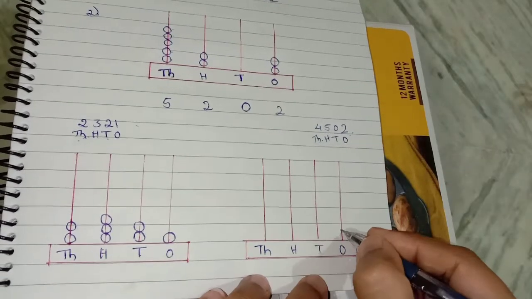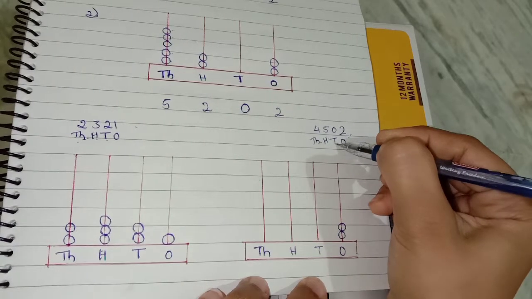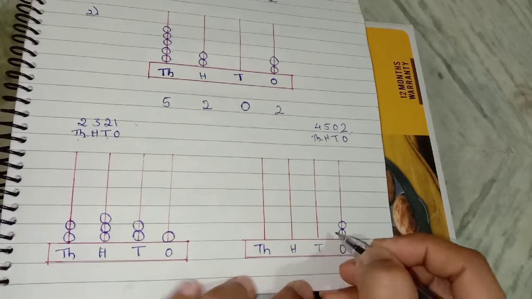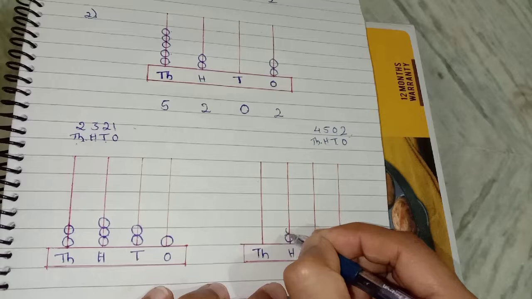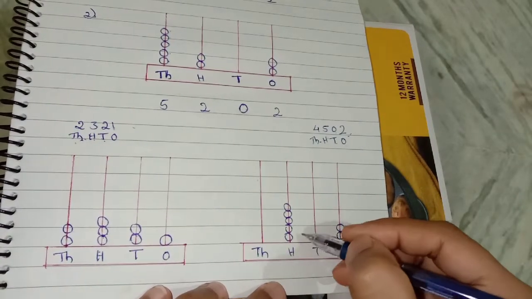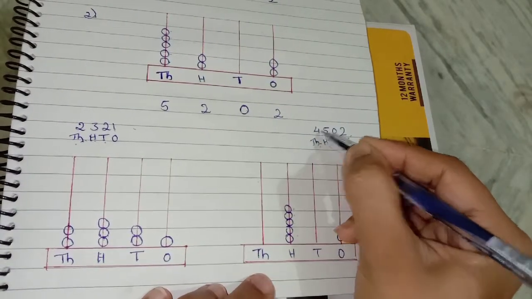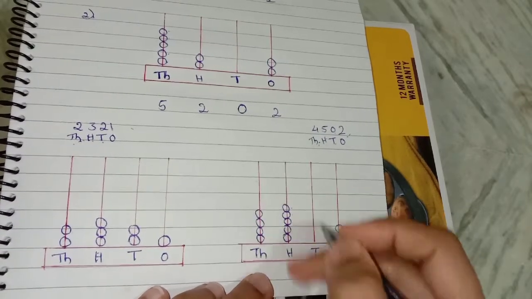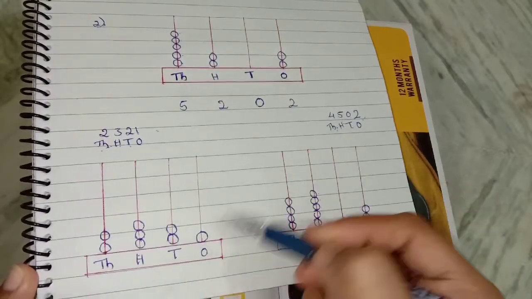In ones place we have 2 as the digit, and I am going to draw 2 beads in ones column. In tens place we have 0 as the digit, so I am not going to draw any bead here. In hundreds place we have 5 as the digit, so I am going to draw 5 beads in hundreds column. See, 1, 2, 3, 4, 5. In thousands place we have 4 as the digit, and I am going to draw 4 beads in thousands place. This is how we represent 4-digit numbers on abacus.